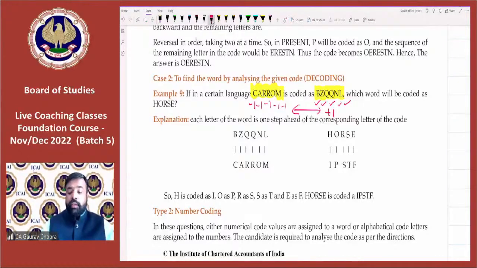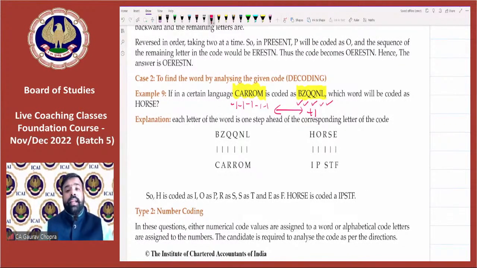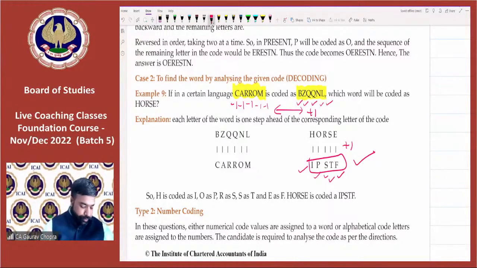Now, we are having horse. So from horse, if we add 1, we can get our code. So simply we have to add 1. After H, what is coming? I. After O, it is P, R, S, S, T, E, and F. So simply we have added 1 and got the code. So IPSTF.